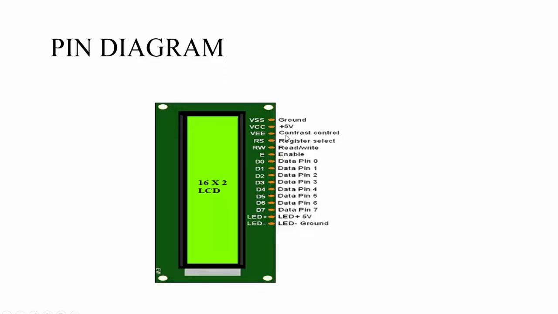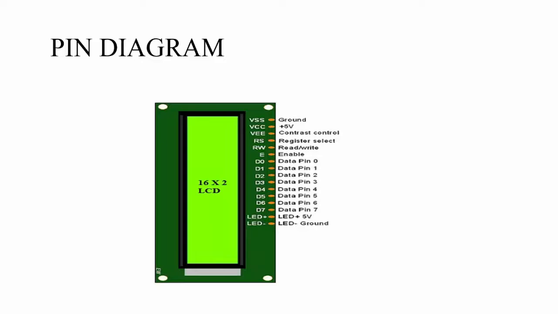The enable pin is always high, since we are using the program to control the LCD. So keep in mind the enable pin is also high. And D0 to D7 are the data pins. These pins are used to connect to the microcontroller digital pins. These 8 pins are used to send data to the microcontroller, and the last two pins are LED plus and minus. LED plus is a 5 volt supply and LED minus is a ground. These are the pin diagram of the LCD display.